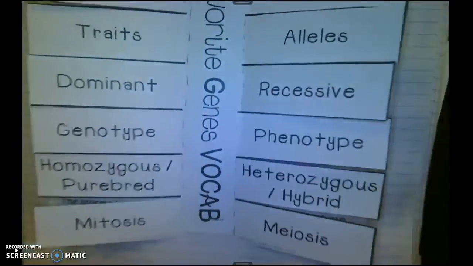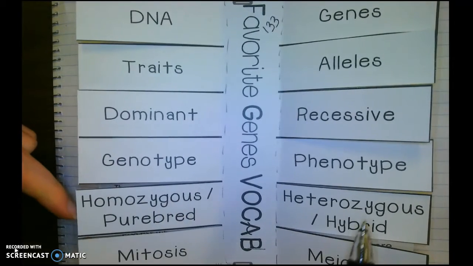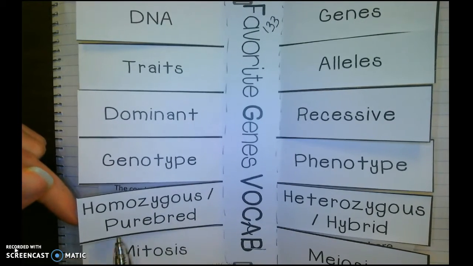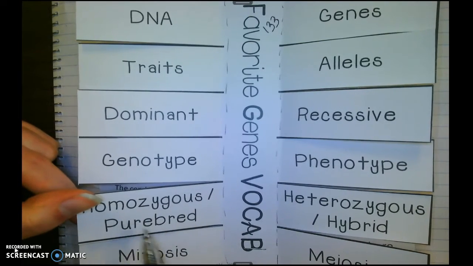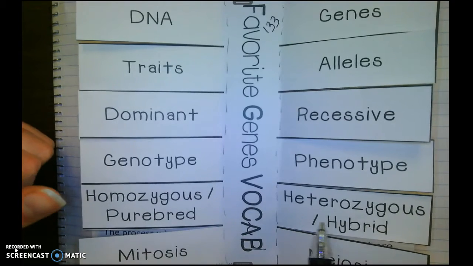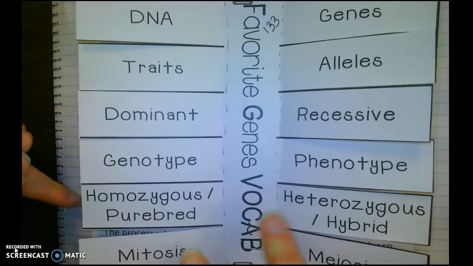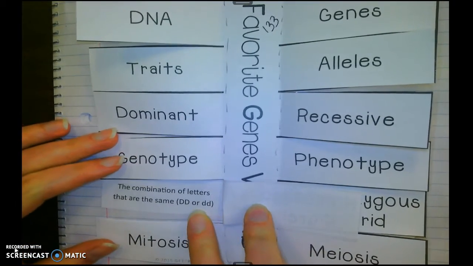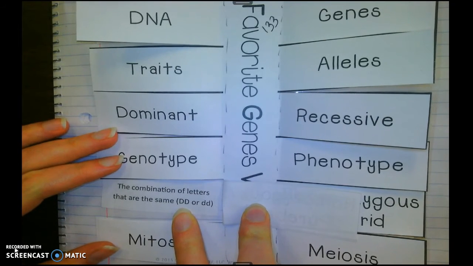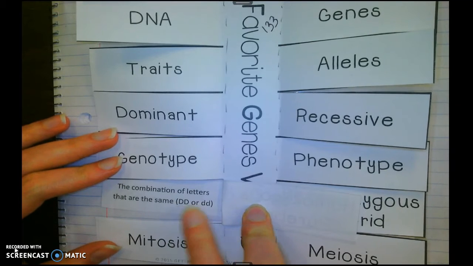I'm going to go back to our vocab really quickly, and we're going to look at the words homozygous and heterozygous. Homozygous is also known as purebred. So if you've ever heard of a purebred dog, they are homozygous for certain traits. Heterozygous or hybrid means that they are going to be maybe different. So the definition for homozygous is when the letters combine and they are the same. And what we mean by the same is that they're the same case. They are either all capital or they're all lowercase.